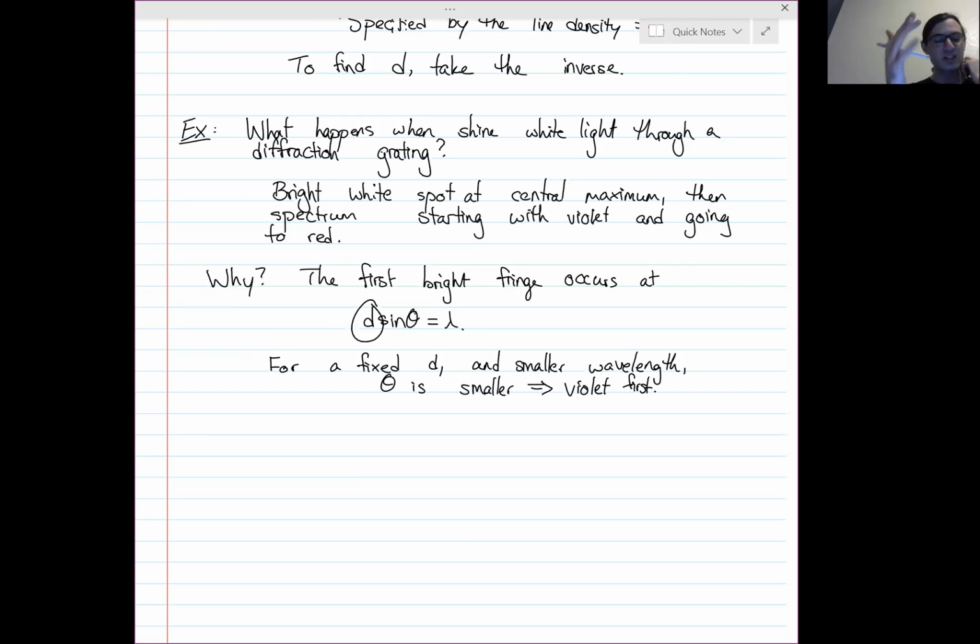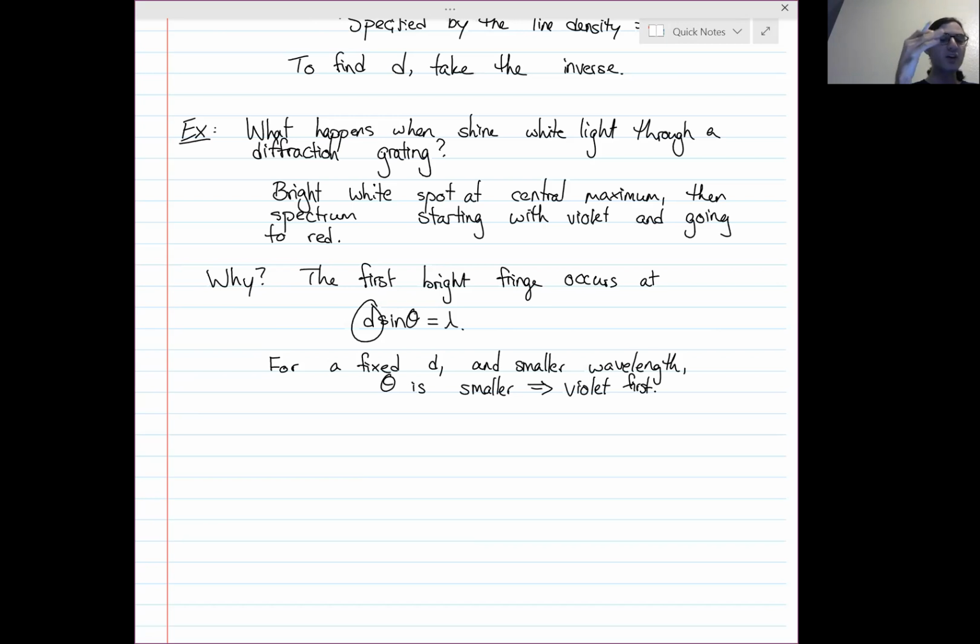So that means if we decrease lambda, we would have to be decreasing theta. And so that means that the first bright spot occurs for smaller wavelengths closer to the central maximum, because those are places with smaller angles. Which is why we should have observed a violet bright spot first, because violet has a wavelength of around 400 nanometers or so, whereas red has a wavelength of 700 nanometers.